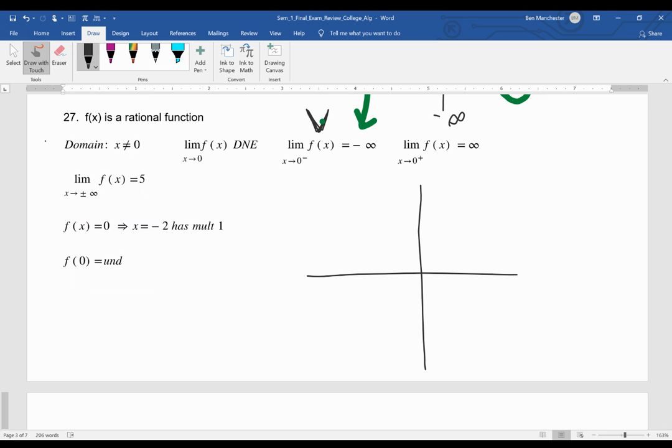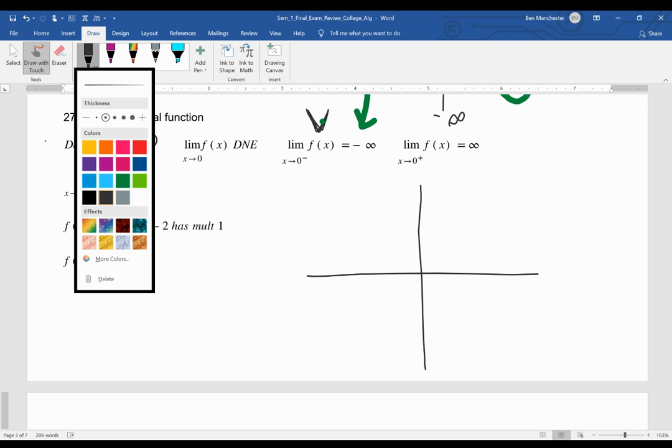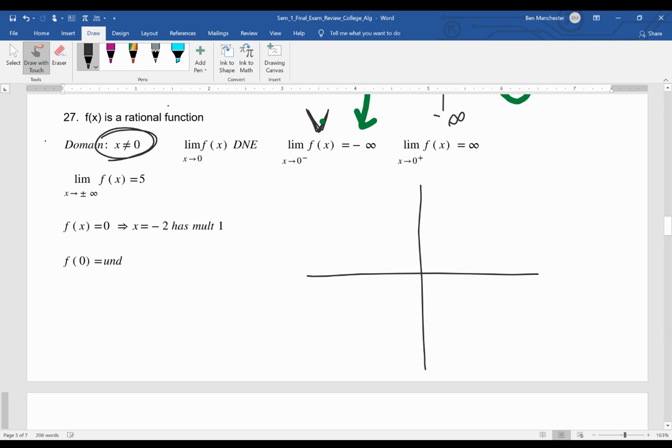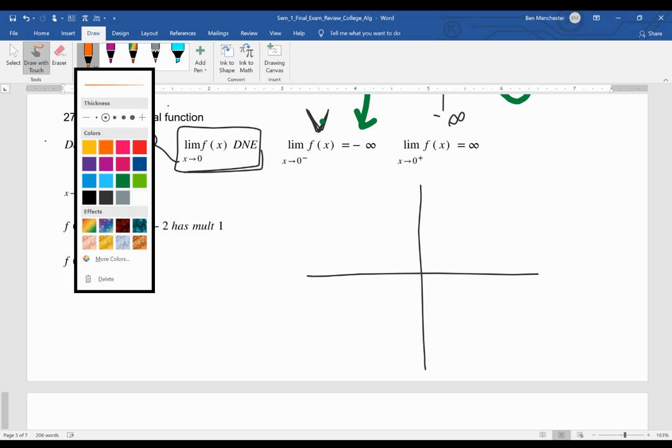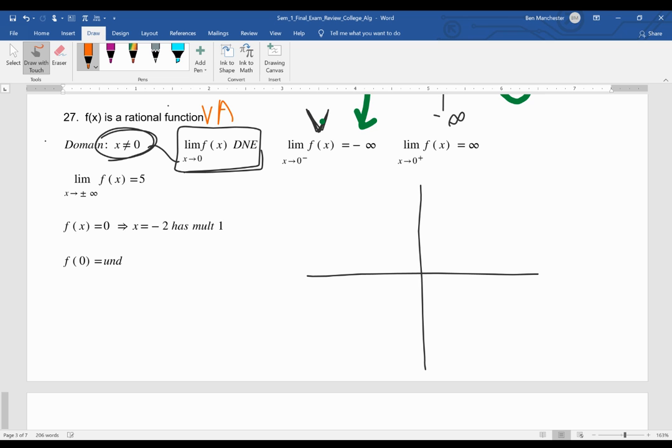So here are your axes. It says our domain restriction is x is not equal to 0, which is great. But then it tells us here that the limit as x goes to 0 does not exist. So this is telling us that there is a vertical asymptote at 0. So there's your vertical asymptote.